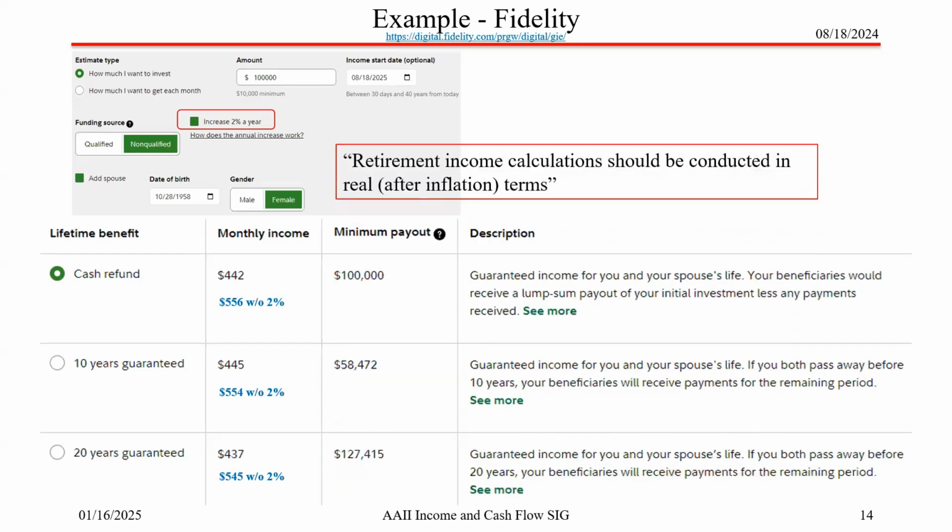However, you got to remember that this is a quote: retirement income calculation should be concluded in real terms, meaning after inflation. So you got to consider this COLA somehow, but this is not a COLA.